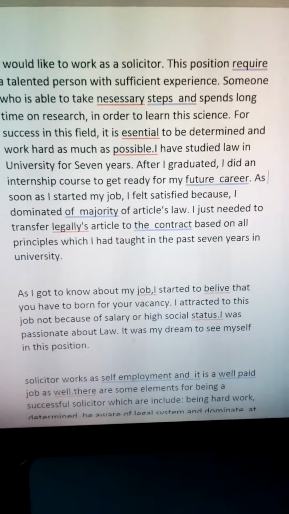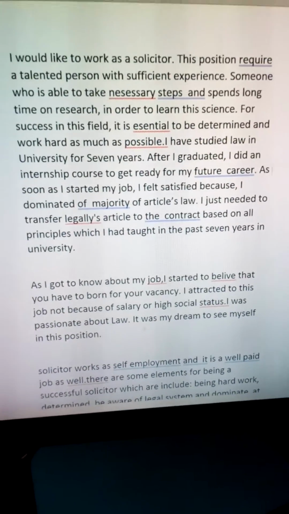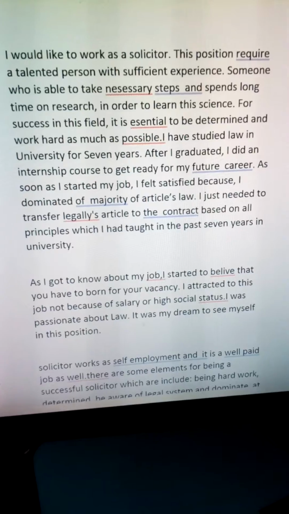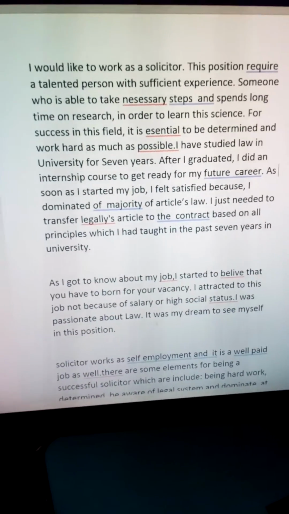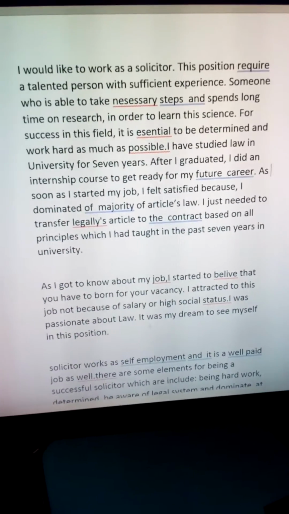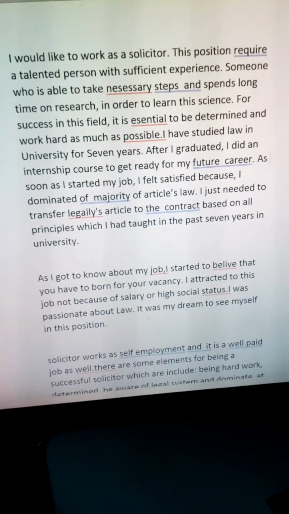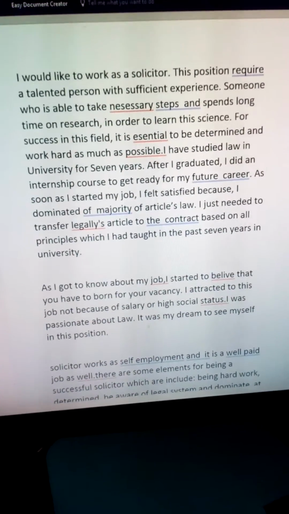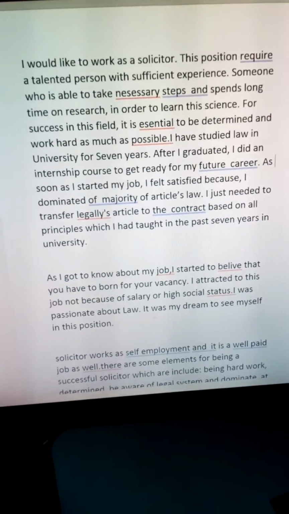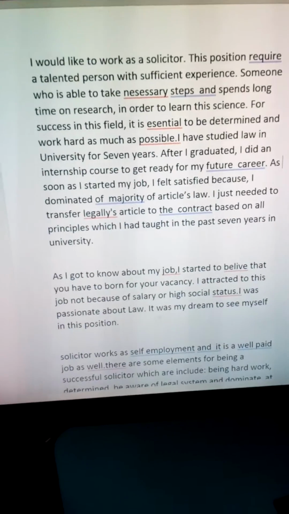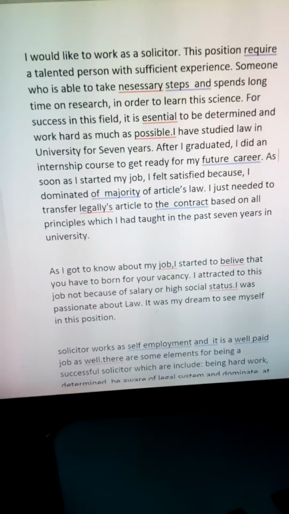However, we need to work on the English expression. So let's have a look at this one sentence at a time. I would like to work as a solicitor. That's a really good sentence to begin with. Second sentence, this position require, now we need that to say requires. So this position requires, so we just need to put an S on the end of that word. This position requires a talented person with sufficient experience, and then it becomes a really good sentence.